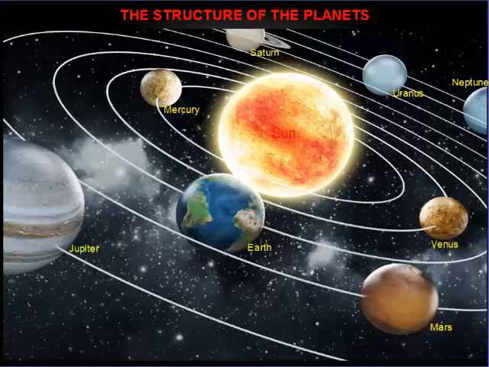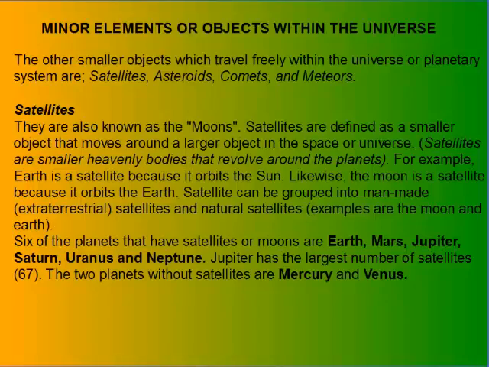Today I just want us to look at the other minor elements or objects within the universe. The other smaller objects which travel freely within the universe or planetary system are the satellites, asteroids, comets, and meteors. So we're going to take them one after the other and look at them. So first we look at satellites.